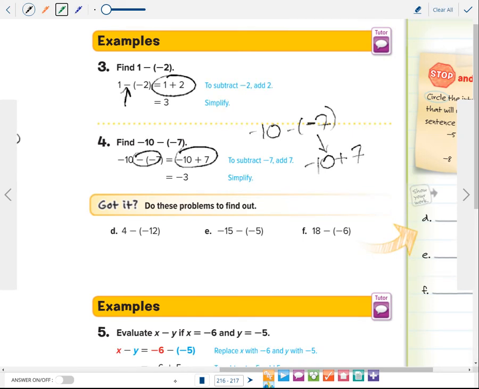But I like to think of it as just being minus negative. One of the arms changes and becomes a plus.